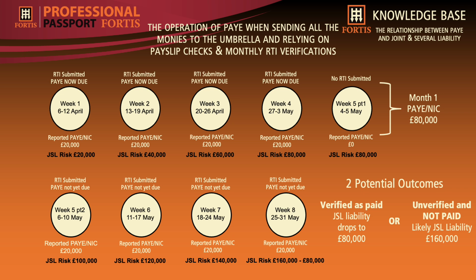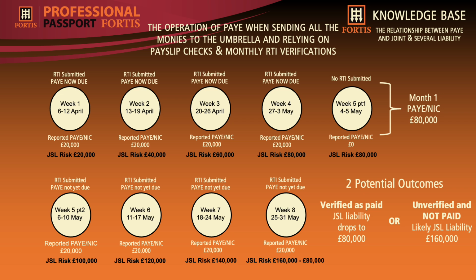Once verification has been carried out, if the payment is verified as paid and showing on the portal as paid, your potential joint and several liability drops to £80,000. Month 1 liability has been settled in full, but the month 2 cycle is not due for payment until the 22nd of the following month. Therefore, your rolling liability has reduced to £80,000.